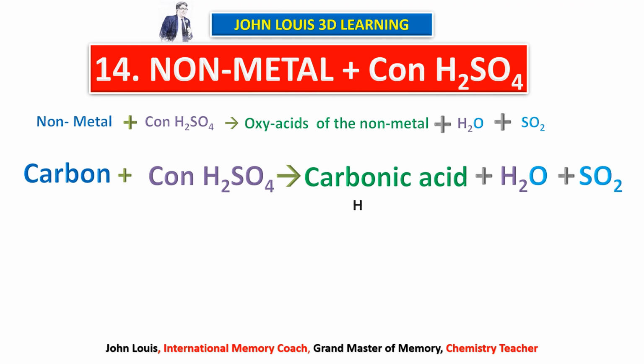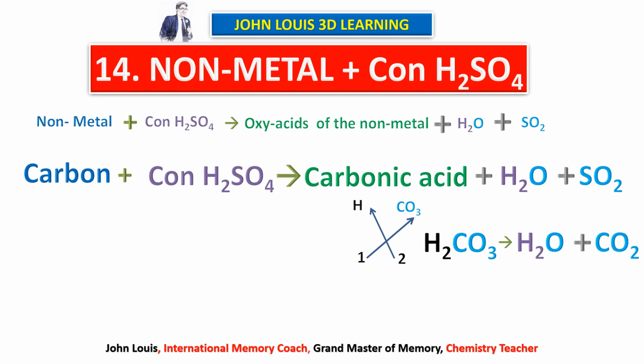What's the formula of carbonic acid? We know this is hydrogen carbonate, H valency 1, carbonate valency 2. Therefore, if we interchange, we get H2CO3. It is unstable. Therefore, it decomposes to water plus carbon dioxide. So already there is one water among the products. Therefore, carbonic acid can be substituted as water and carbon dioxide.